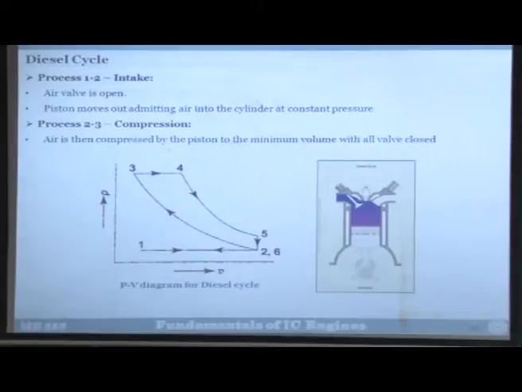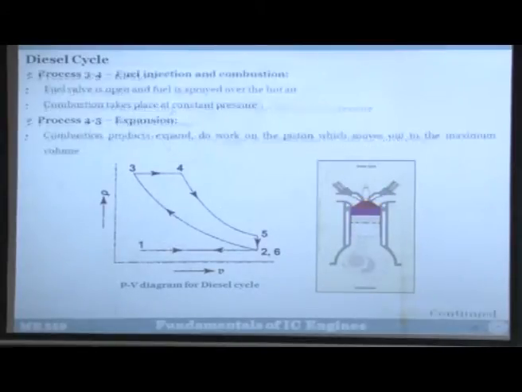Now, if you look at the actual process, this is a diesel engine and you can see the intake, compression, you inject the fuel, combustion happens and then exhaust takes place. In the intake process 1-2, the intake valve is opened. The piston moves out, that means from the TDC to BDC, so that air is admitted into the combustion chamber. Process 2-3 is the isentropic compression process; air is compressed by the piston and then it reaches the TDC. So, the volume is minimum, and all the valves are closed in this situation.